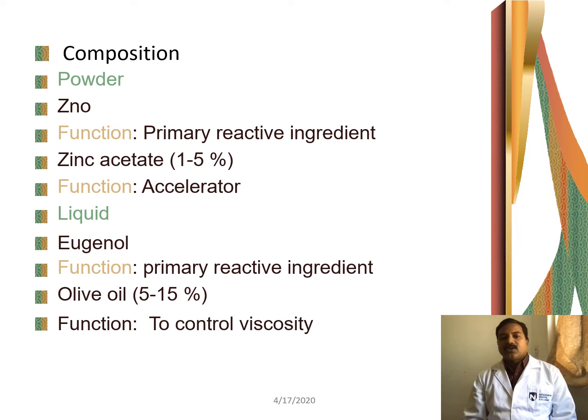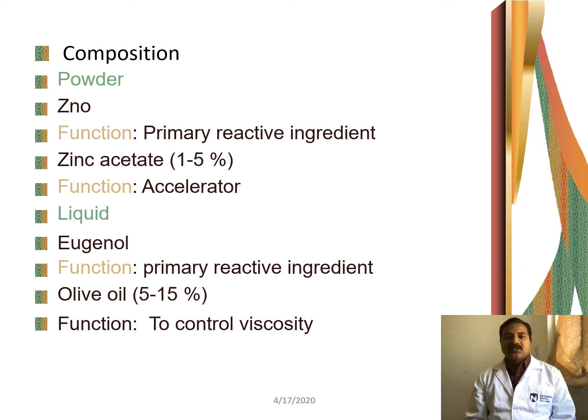Now let us come to the composition. As we already discussed, it is available in powder and liquid. So the powder contains zinc oxide, which is the main primary ingredient. Then you have zinc acetate 1 to 5%. The function of zinc acetate is accelerator. Then you have liquid. The liquid contains the chief ingredient, eugenol.